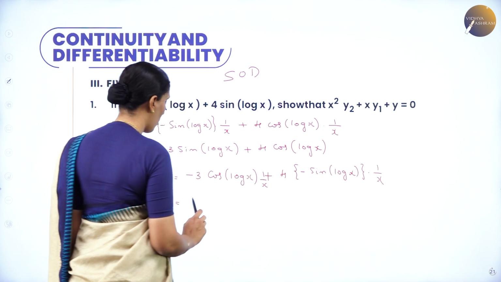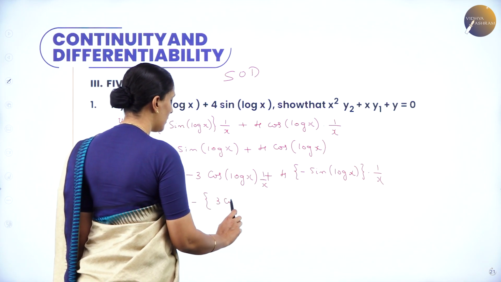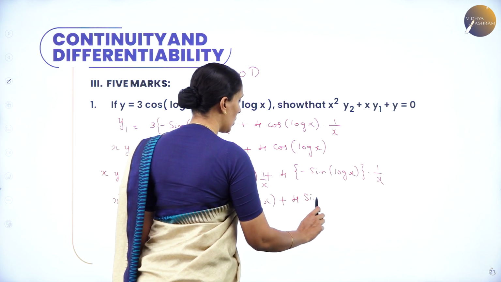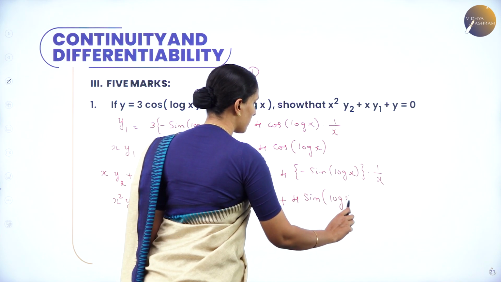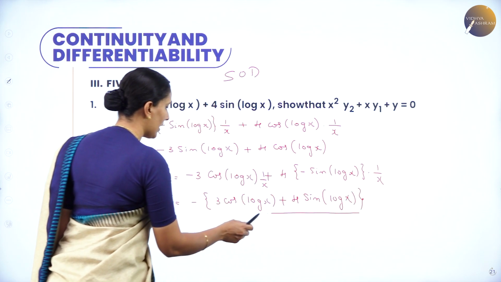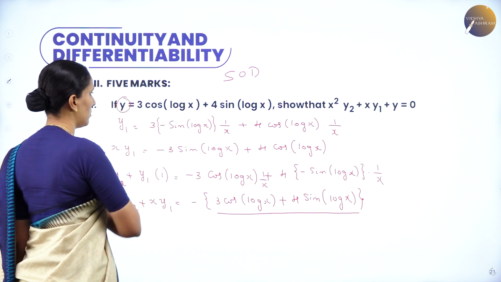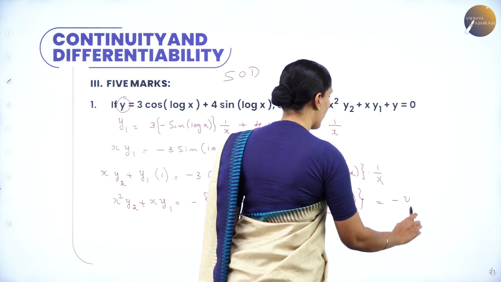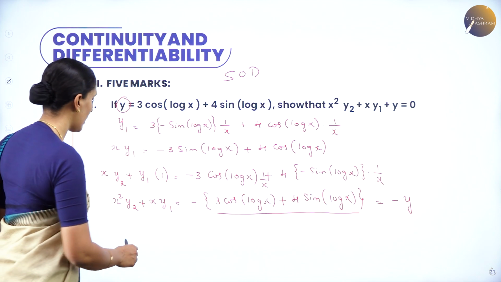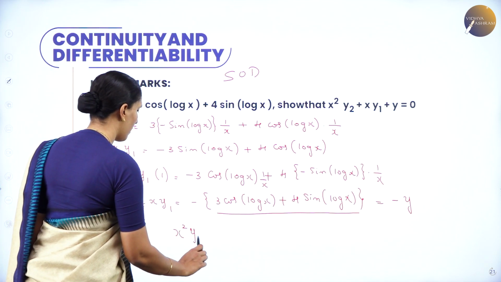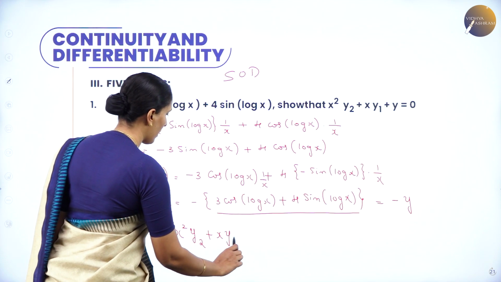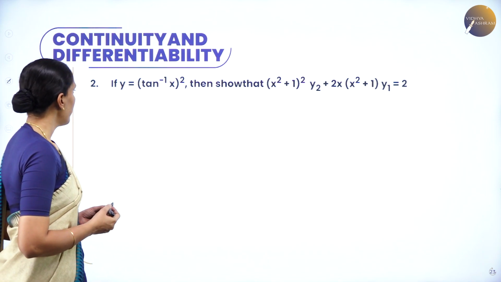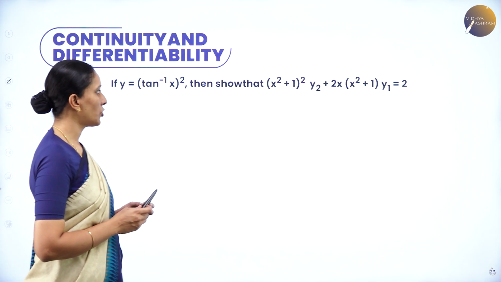And I'll take minus as the common factor here, which becomes 3 cos log x plus 4 sin log x. So this entire function is nothing but our y, 3 cos of log x plus 4 sin of log x. So this can be written as minus y. Now shifting minus y to the left hand side, we will get x square y2 plus x y1 plus y equals 0.